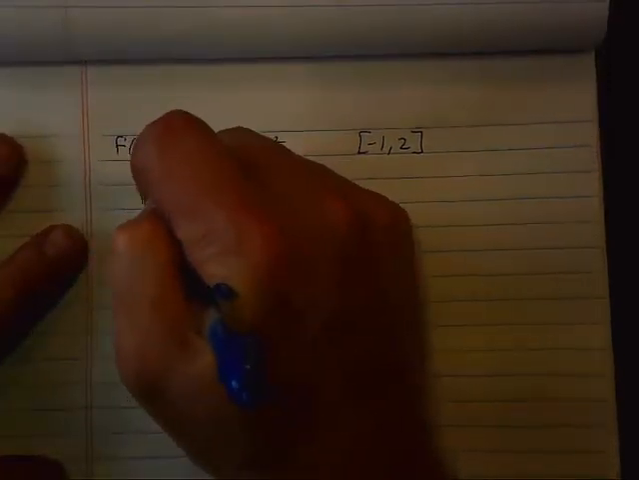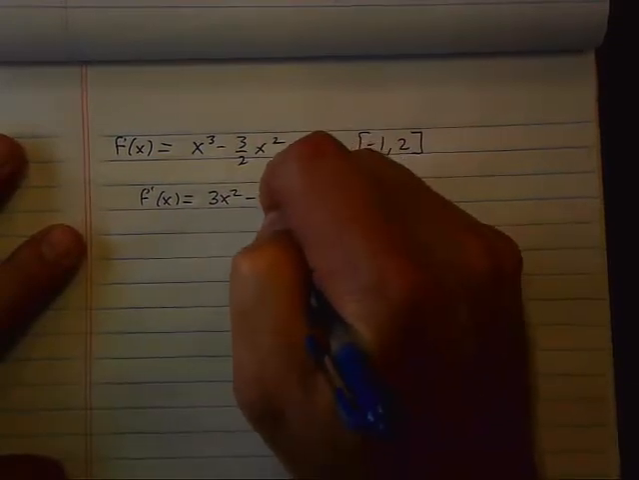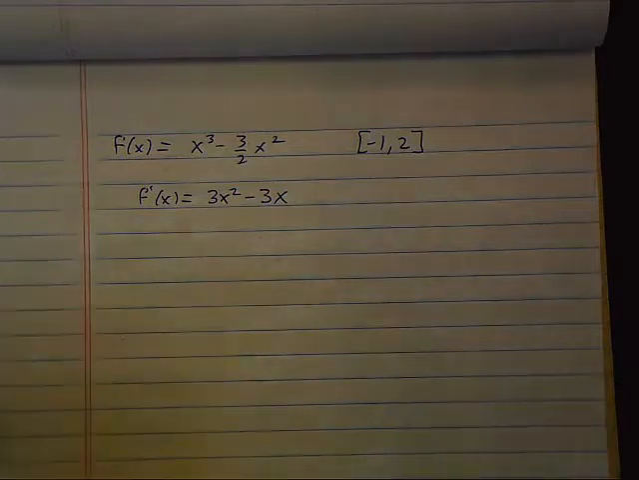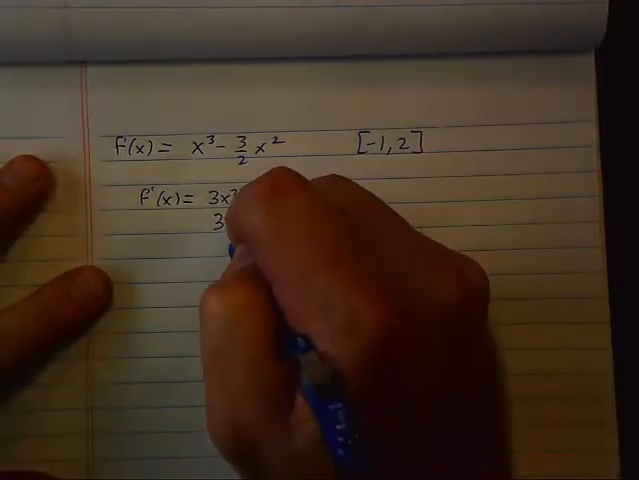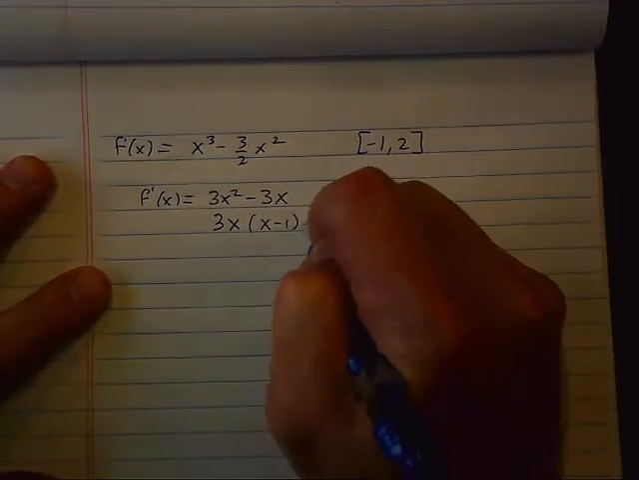And then what do you do with the derivative? You set it equal to 0 to find the critical numbers. I'm going to do 2 steps at once here. I'm going to factor the 3x out and set it equal to 0. So I get 2 critical numbers, x equals 0, x equals 1.